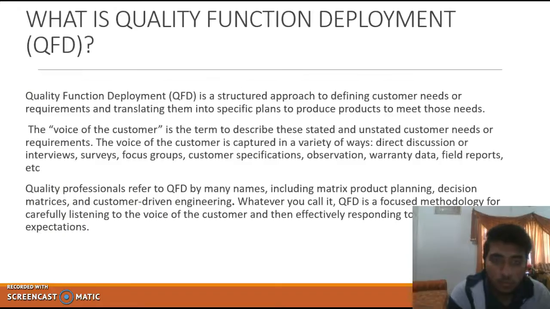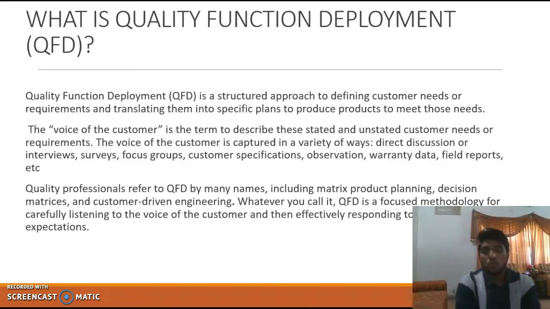Moving on, so what is quality function deployment? What it really is. Quality function deployment is a structured approach to defining customer needs or requirements and translating them into specific plans to produce or to meet those needs. The voice of the customer is a term to describe the stated and unstated customer needs or requirements. This is captured in a variety of ways. These include direct discussion or interviews, focus groups, customer specifications, observation, field reports, etc.